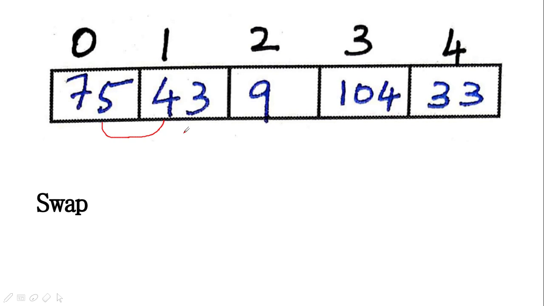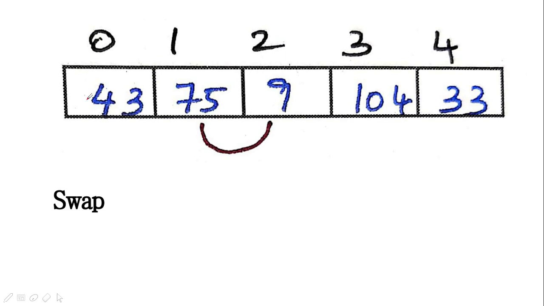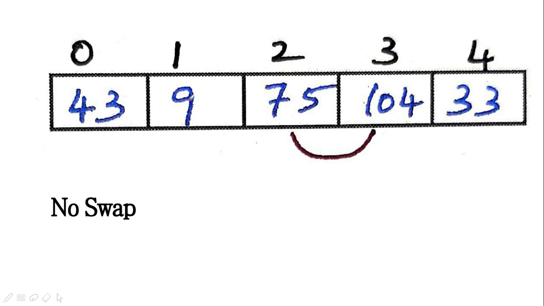How we can do a swap is you can have a temporary variable. When doing coding I will show that, but for now you can just rewrite it. 43 will be at index 0 and 75 is here. Now you have finished comparing the elements at index 0 and 1. Now you compare 1 and 2. When 1 and 2 are compared, again you find a violation, 9 is less than 75. So a swap should happen, and this is coming here.